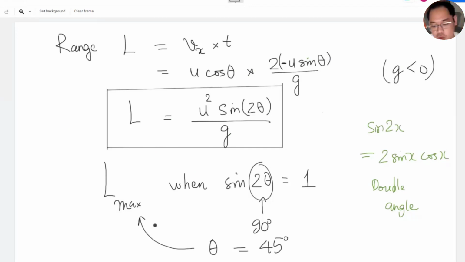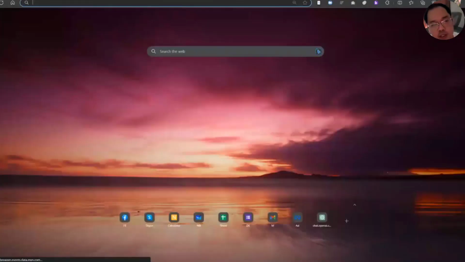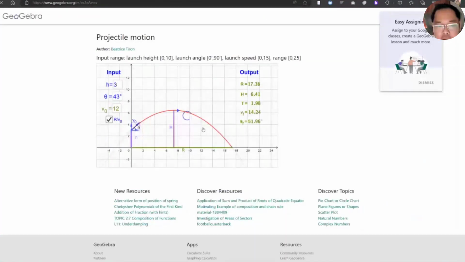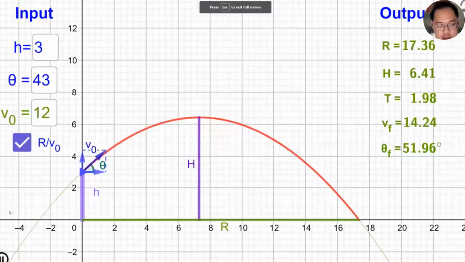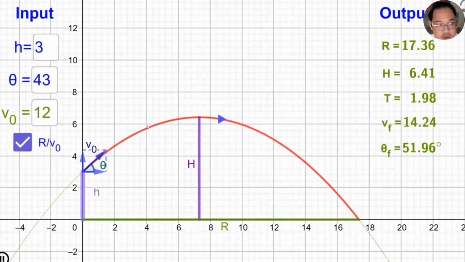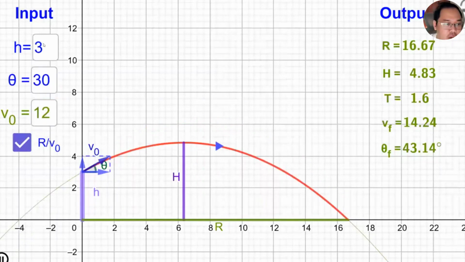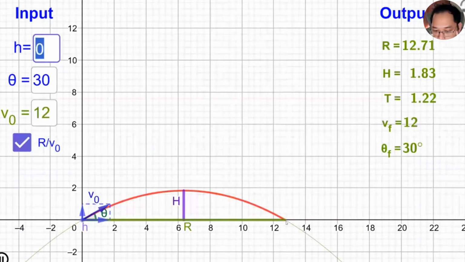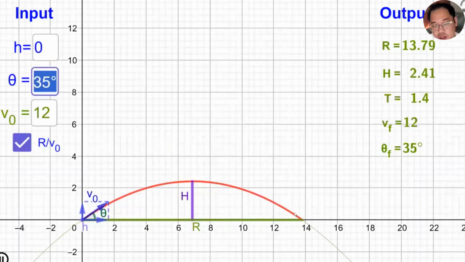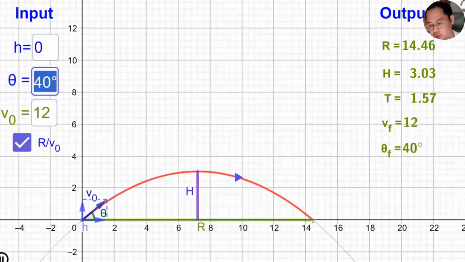We can illustrate that with a simulation also, projectile range here. That is the mathematical way to prove that the range is maximum when the angle is 45 degrees. Here I can change the angle, like 30 degrees, remaining the initial velocity the same, such as 12 here. Initial height I would change to be 0, starting from the ground. So the range here is about 12.6 something, and keep increasing the angle. Like 40 degrees, 14.4, and keep increasing until 45 degrees.